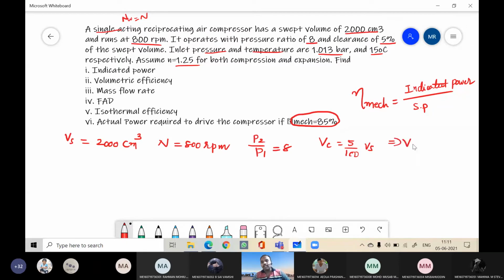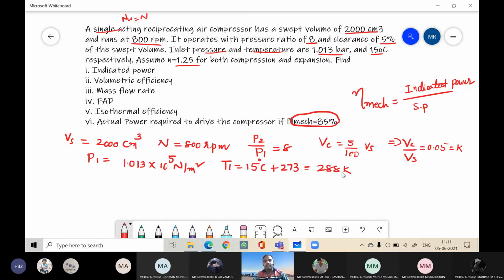Means I can say Vc by Vs. Vc by Vs is called what? Clearance ratio, that K is nothing but K. Very good. And inlet pressure P1 is equals to 1.013 bar. 1 bar is 1 into 10 power 5 Pascal, and 1 Pascal is 1 Newton per meter square. And temperature T1 is equals to 15 degrees centigrade plus 273, so that is equals to 288 Kelvin.